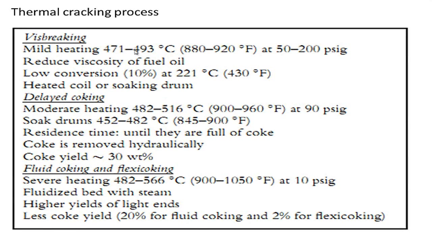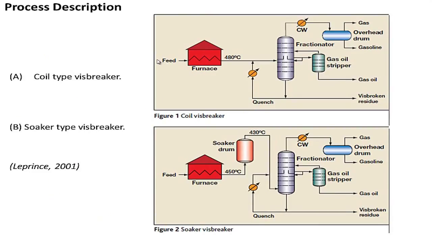In the case of visbreaking, the main purpose is just to reduce the viscosity of the residue streams and make a commercial grade of fuel oil. Let's consider the visbreaking process. There are two types of commercial visbreaking unit. One is the coil type. The other one is the soaking type. Sometimes we call the coil type a furnace type as well.